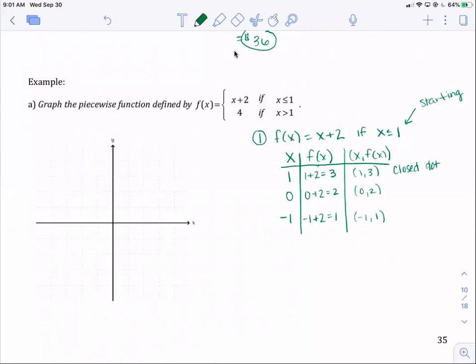Okay. So I'm going to go on this graph, and we have at (1, 3), a closed dot. And then we have (0, 2), and (-1, 1). And it's going to keep going to the left because of our domain. Okay.